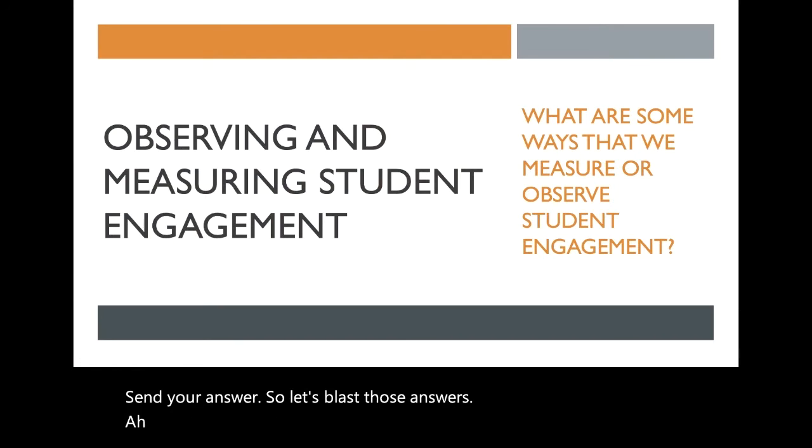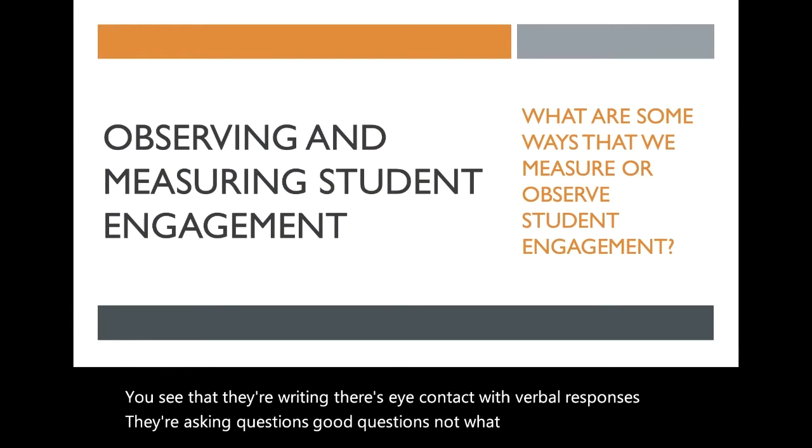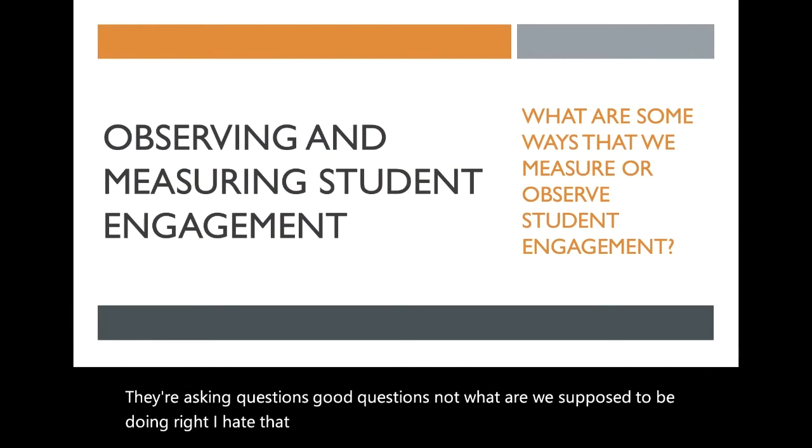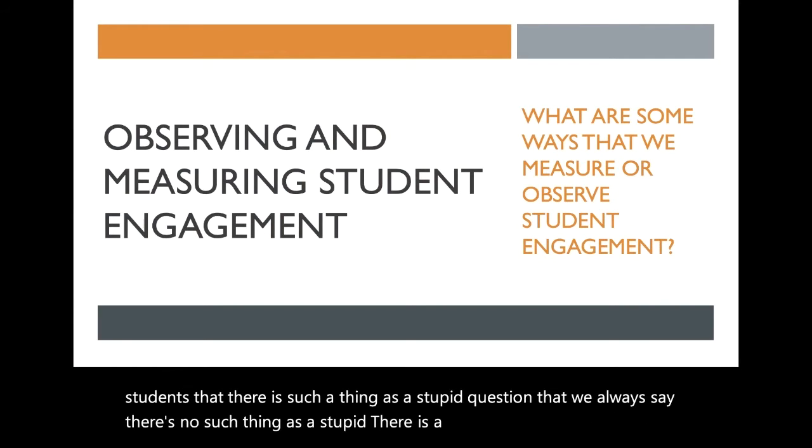Okay, so I like this. They're nodding, they're smiling, they're talking to each other. You see that they're writing. There's eye contact with verbal responses. They're asking questions, good questions, not what are we supposed to be doing, right? I hate that question. I got in trouble for this, but I tell my students that there is such a thing as a stupid question. You know how we always say there's no such thing as a stupid question. There is a stupid question. So a stupid question is, what are we doing?